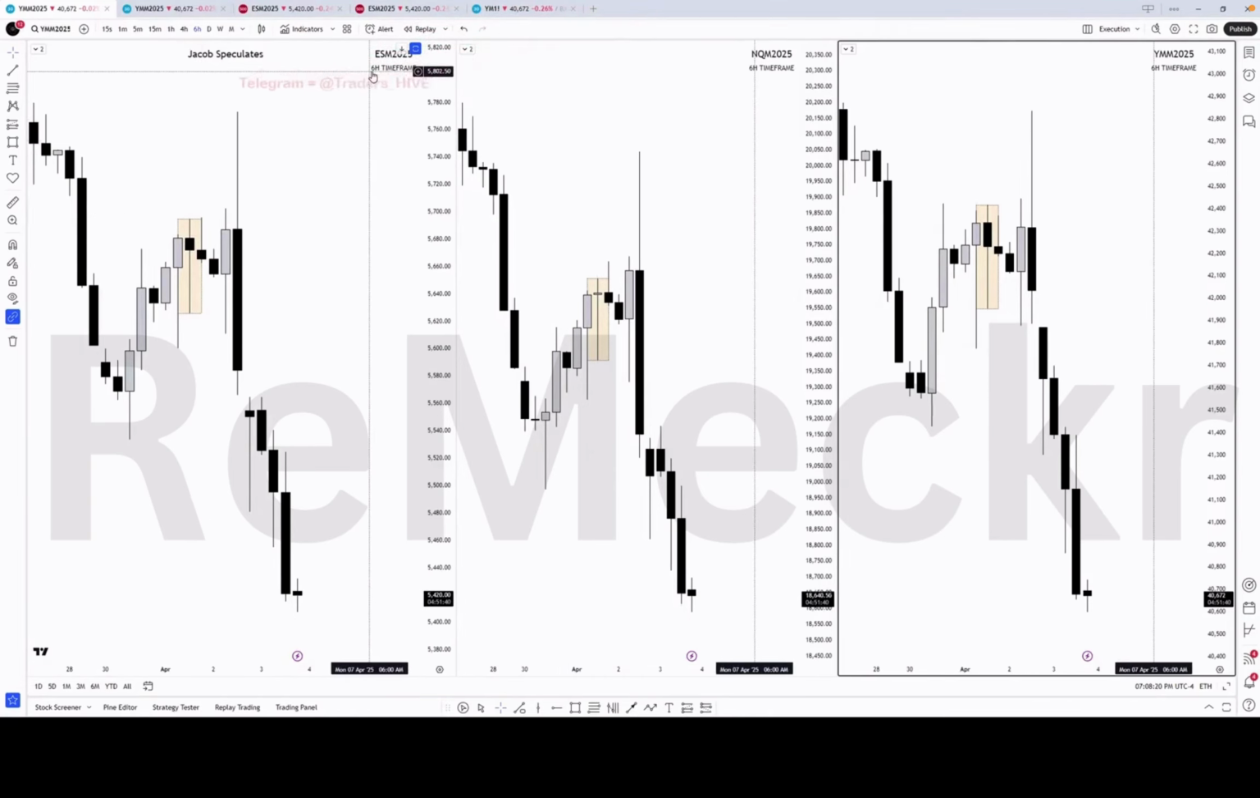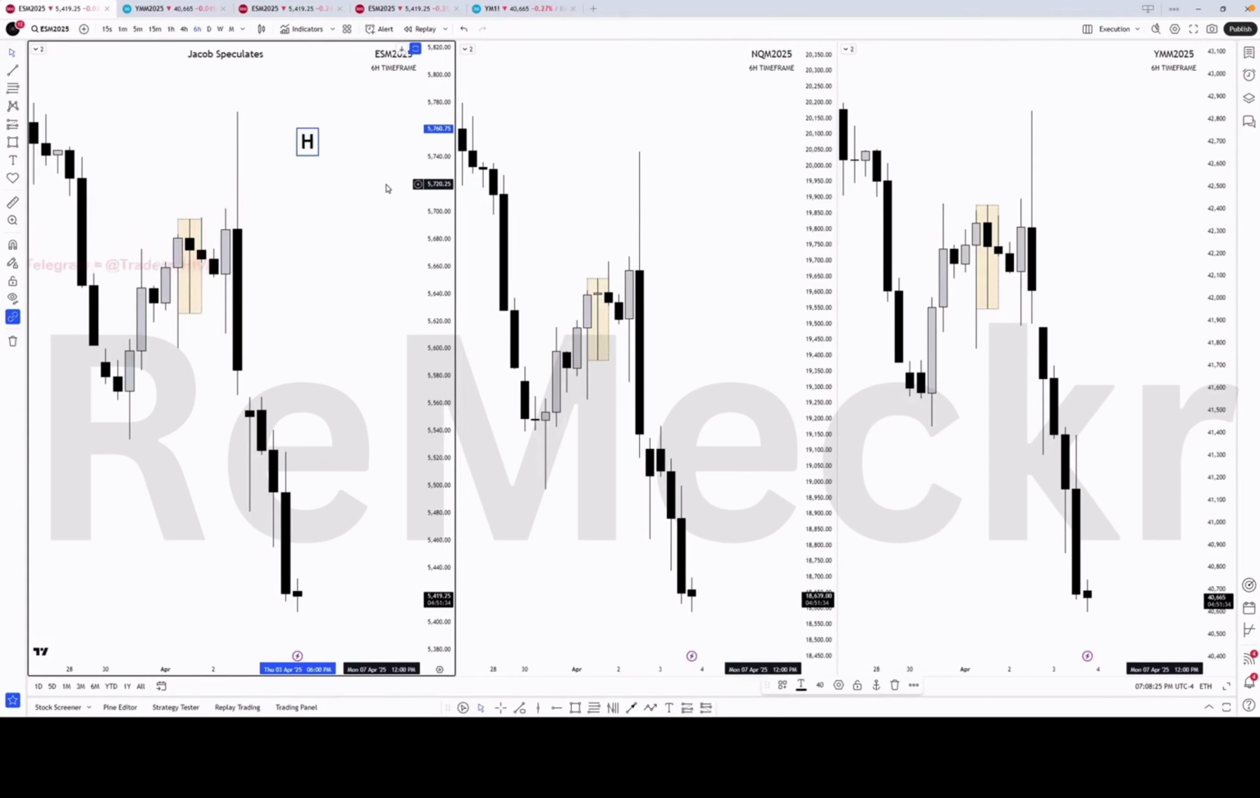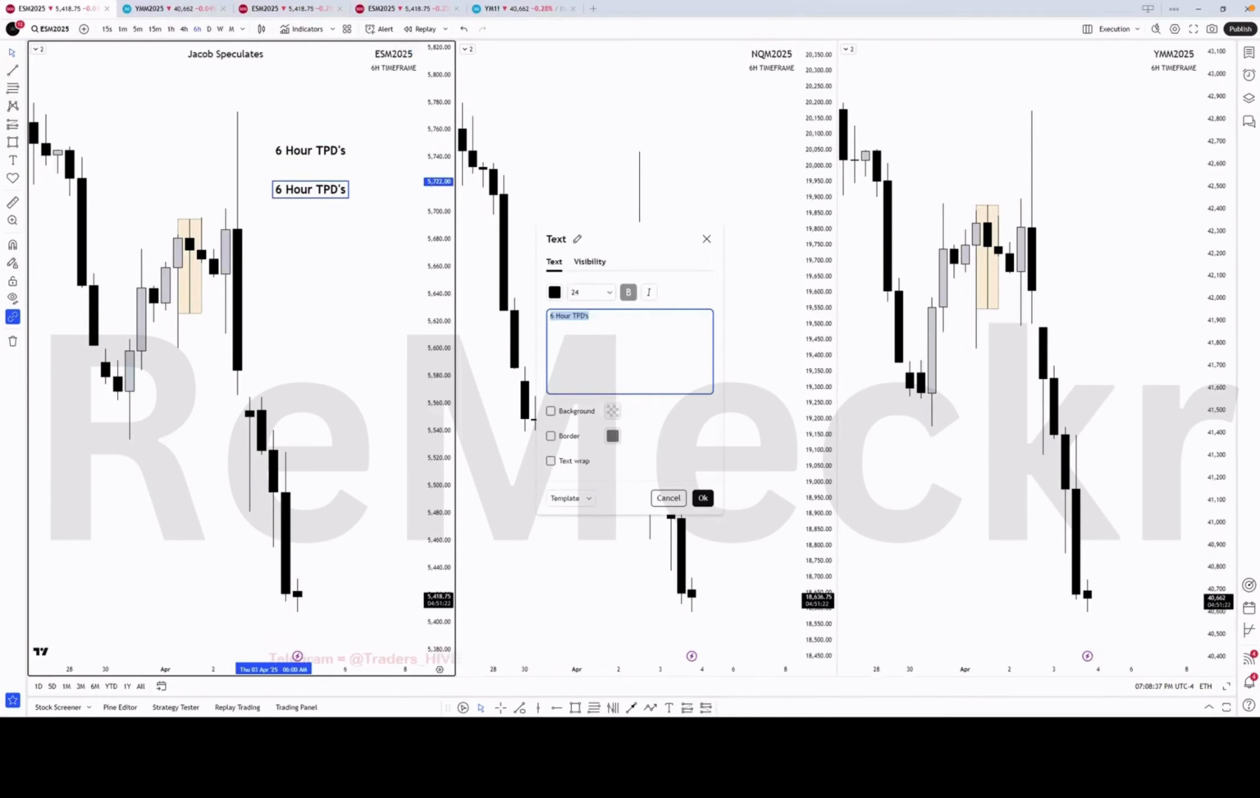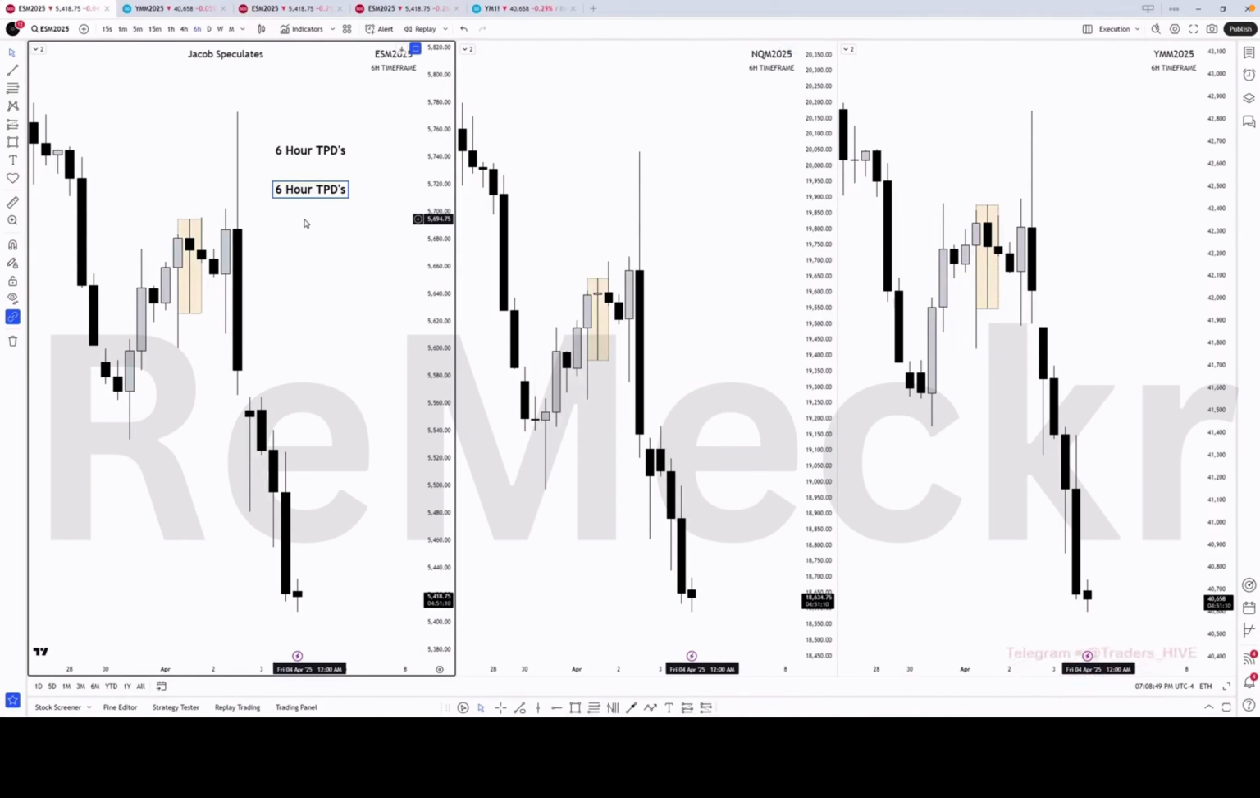So going from the 6-hour time frame for 6-hour TPDs, you go to one-hour time frame. So this is the time frame alignment for 6-hour TPDs. From a 6-hour TPD, your lower time frame to observe a 6-hour TPD through the lens of a lower time frame would be the 1-hour time frame.